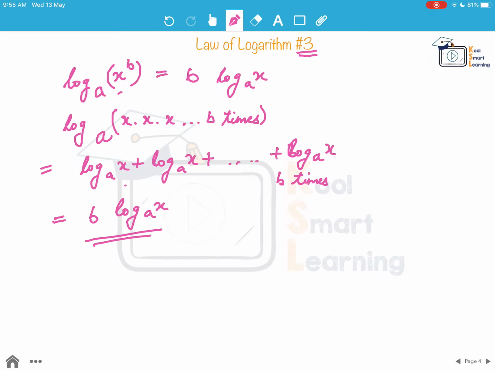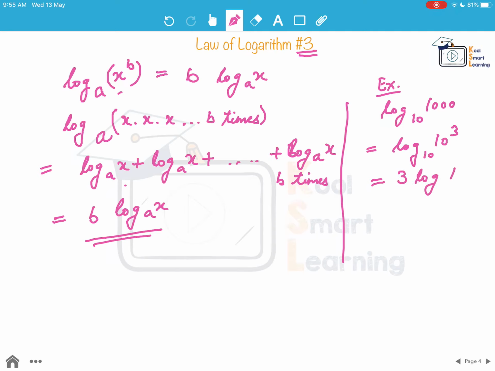So we can take an example here also. Now supposing we have to find log of 1000 to the base 10. Now this is nothing but log of 10 cubed to the base 10. Now if we use this property, we can say this is equal to 3 times log of 10 to the base 10, which is nothing but 1. So this is 3 into 1, this is equal to 3. So this is how we get the value of log of 1000 to the base 10 using this property.